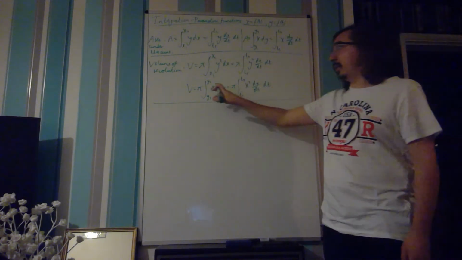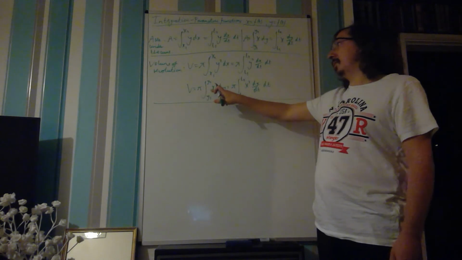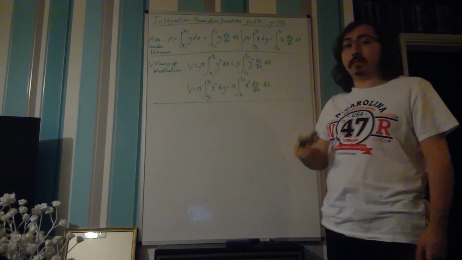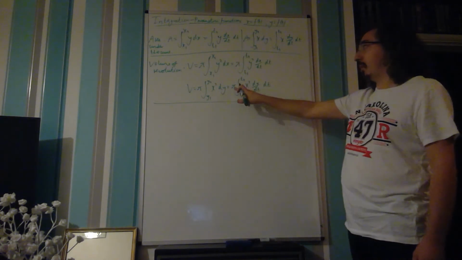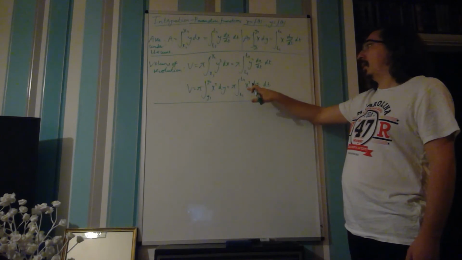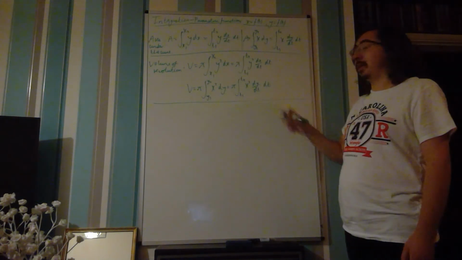And a similar idea then, where we had pi times the integral of x squared with respect to y when our limits were given in y, we've now got pi, the integral between our limits in t of x squared dy by dt.